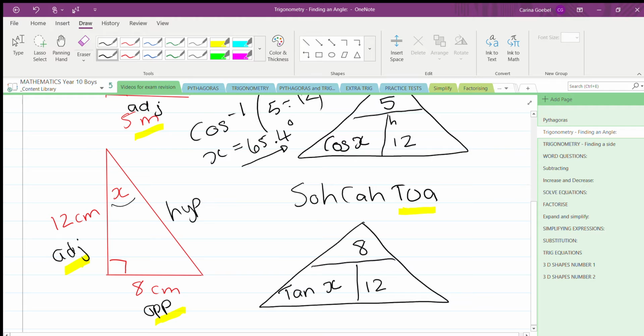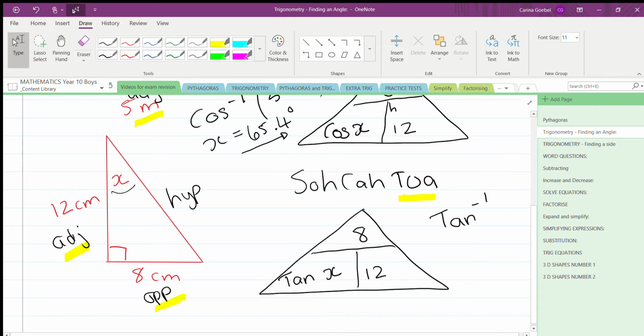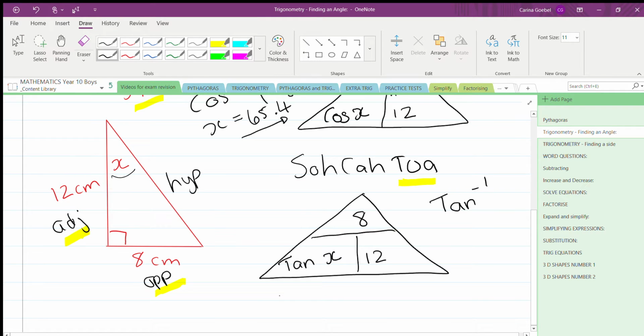Again, remember, you need to tell your calculator that you're finding an angle. So when you use tan minus 1, that is when you're looking for an angle. To put that in your calculator, you would just go tan minus 1, bracket, and put the 8 over the 12 in the bracket. And that gives you an angle of 33.69 degrees, rounded to 2 decimal places.